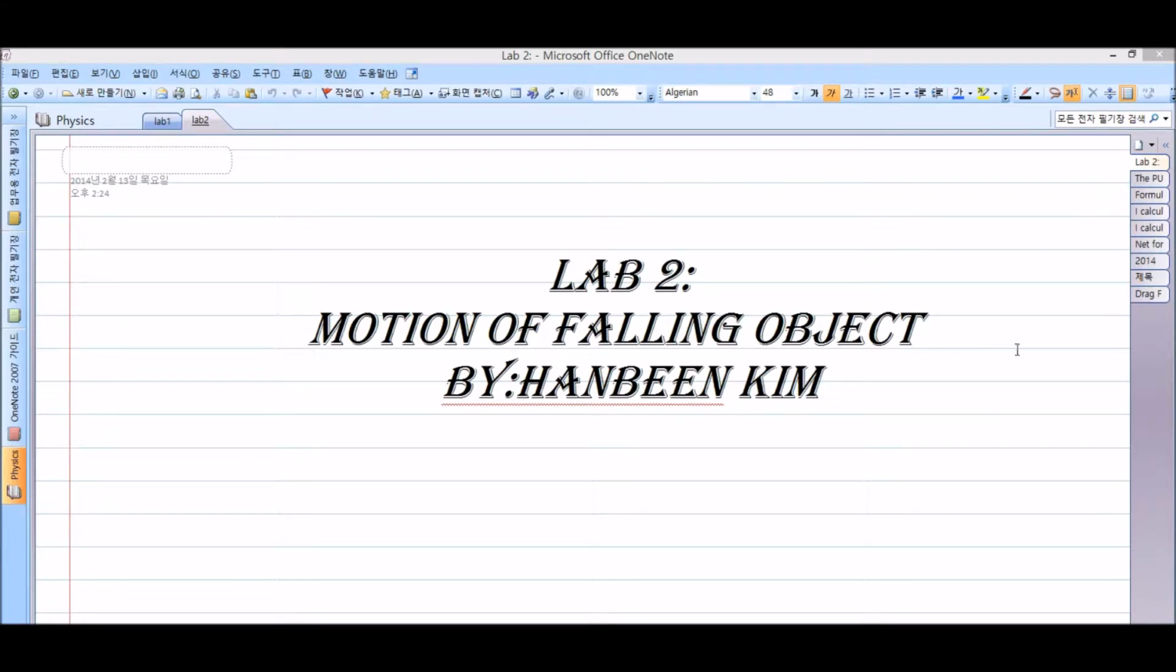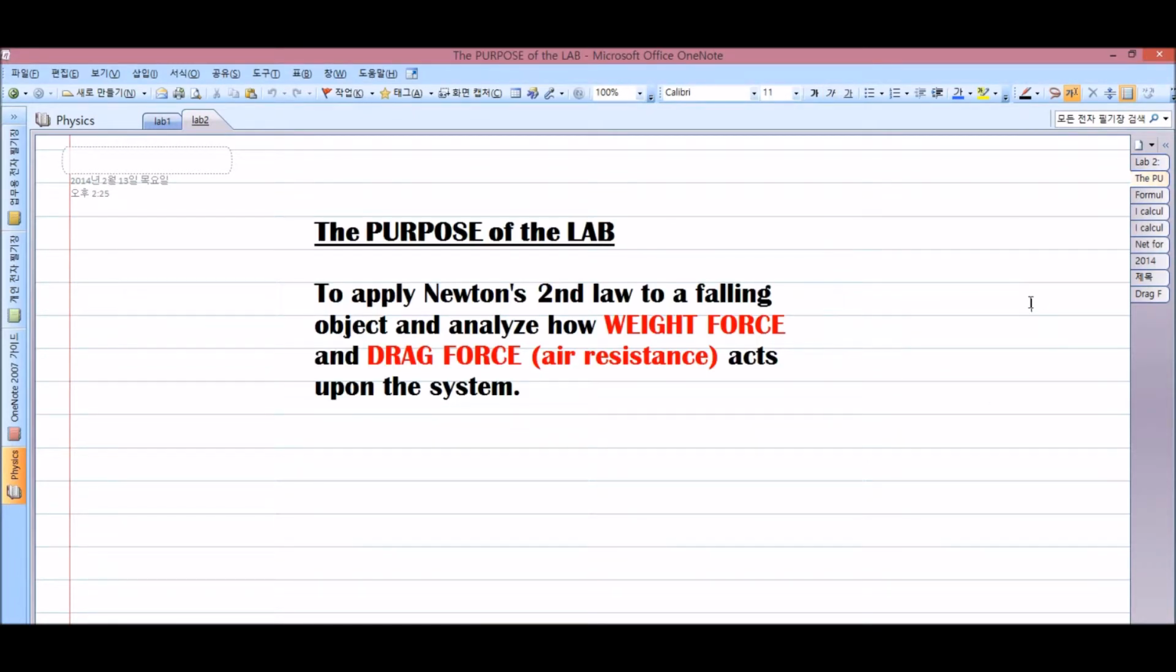Lab 2, Motion of the Falling Object by Han-Bin Kim. The purpose of the lab was to apply Newton's second law to the falling object and analyze how weight force and drag force act upon the system.